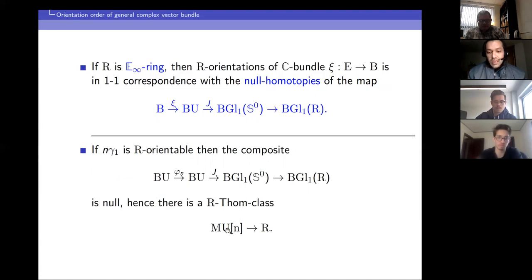So this is the Thom class, and with a little bit of work, you can show that this has to be a homotopy ring map. So this is how we get our general answer.